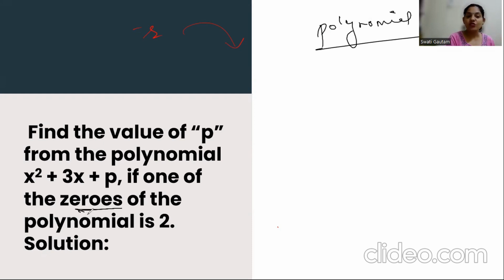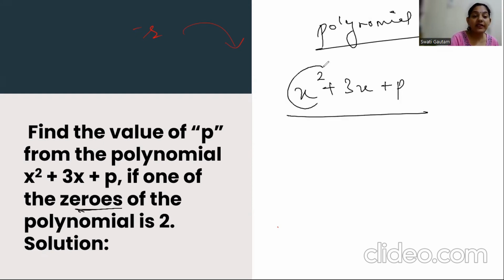Now moving towards this question. In this question, we have a polynomial x square plus 3x plus p. Now, why is this a polynomial? Because there are three terms. Also, the highest degree of this polynomial is 2. Okay, the highest degree of this polynomial is 2, right? Now, how can we find out the value of p?